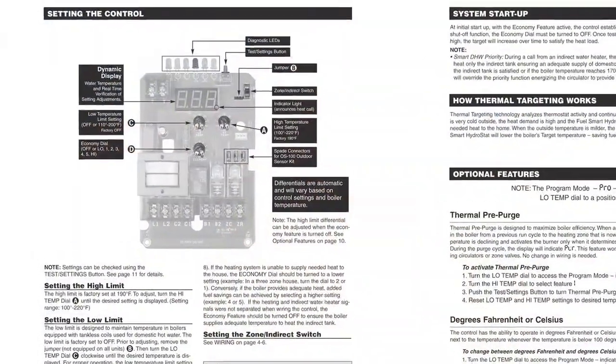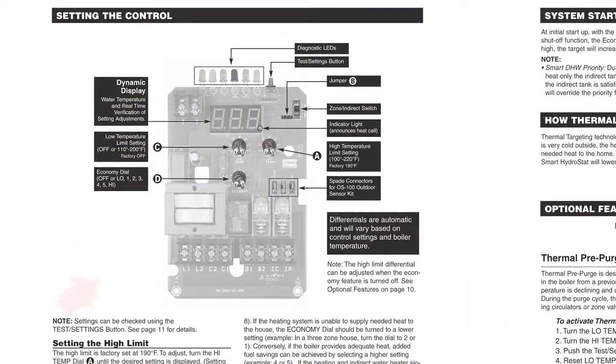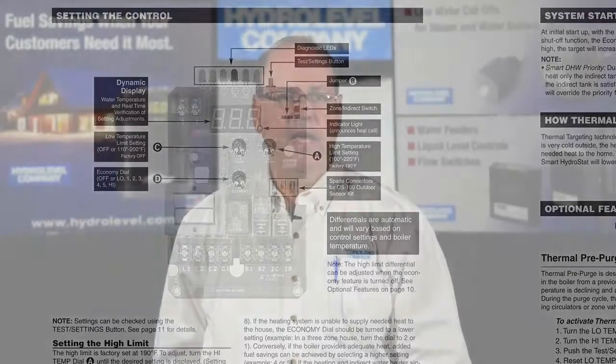Setting the economy feature. The economy feature is factory set for a one-zone heating system. To adjust, turn the economy dial until the number displayed equals the number of heating zones. Do not include indirect water heaters in the number of heating zones.